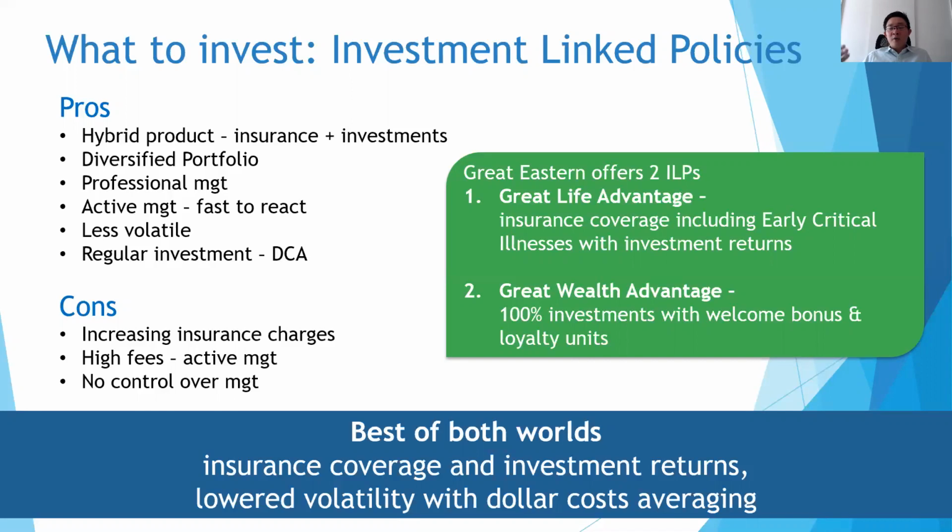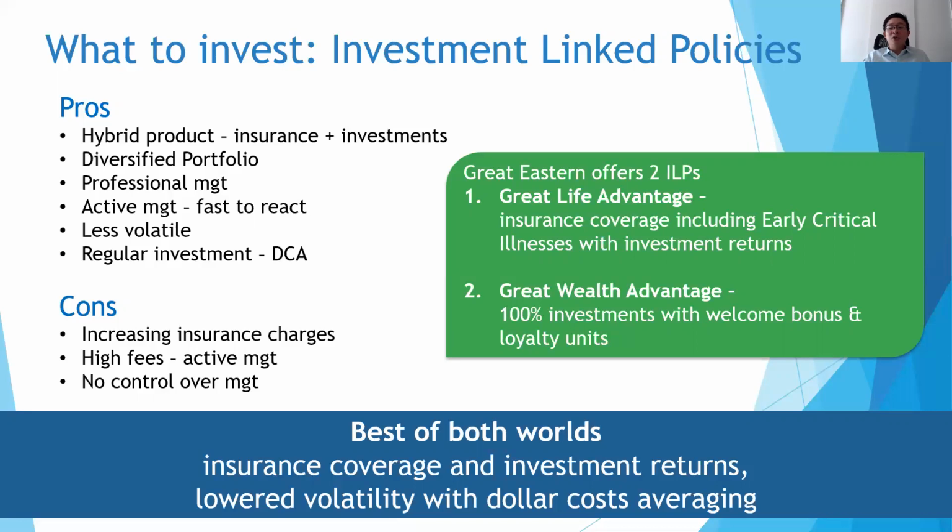One with the critical illness coverage that includes early stage CI. The other one is investments, 100% allocated to investments. So why would an investor buy investments from Great Eastern and not directly through a bank or through iFast, for example? To attract people to invest in the insurance company, they actually have to give more special features or bonuses.